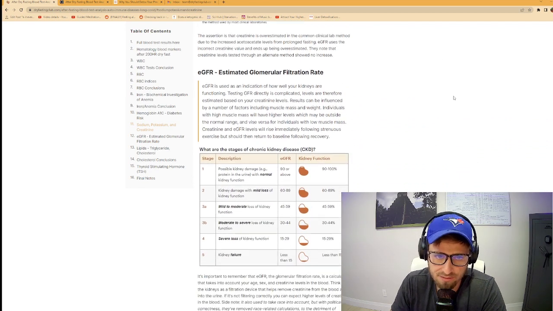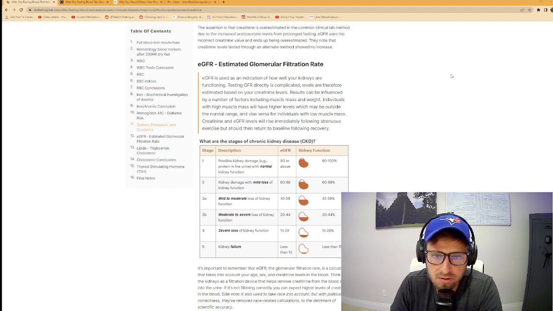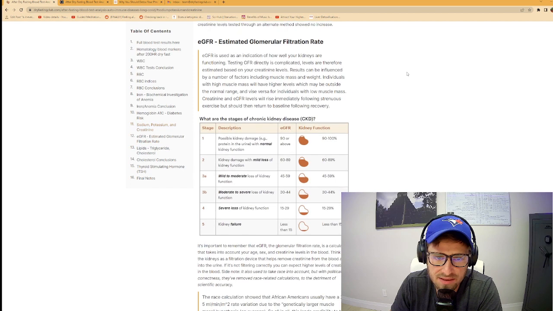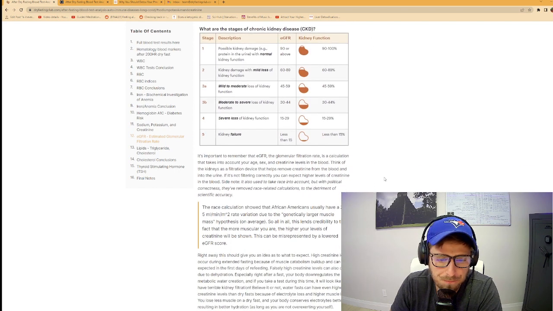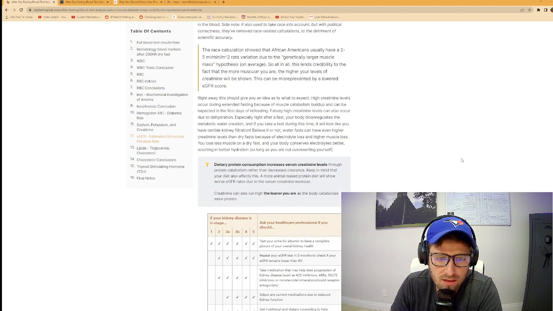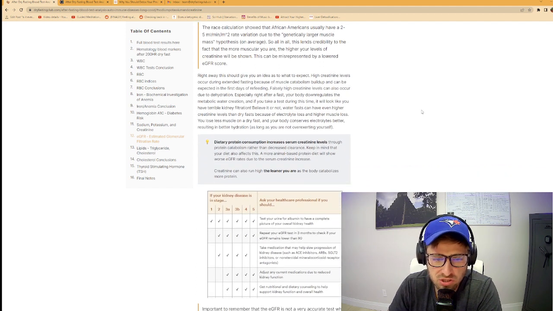So your eGFR, that's your estimated glomerular filtration rate, is an indication of how well your kidneys are functioning. Testing it is complicated, and therefore it's based on your creatinine levels, and they can be influenced by a number of factors, including muscle mass and weight, sex, age, etc. Like we mentioned, creatinine can also run high the leaner you are, as your body catabolizes more protein.